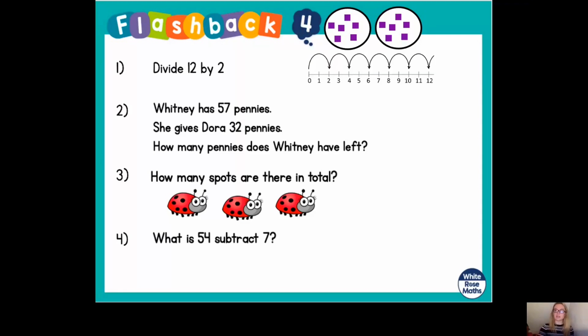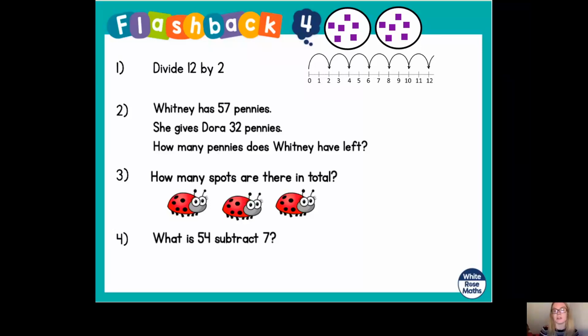And we can check that on our number line. We can jump up in steps of 2 all the way to 12 and then count how many jumps we've done. And that will give us our answer. Well, let's have a look. The first jump takes us to 2. The second takes us to 4. The third takes us to 6. The fourth takes us to 8. The fifth takes us to 10. And the 6th takes us to 12. So there we go. We've got the answer 6 again.